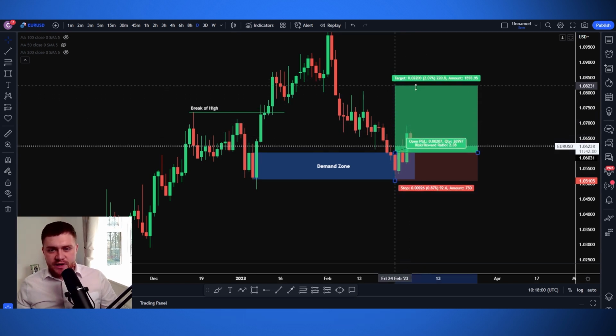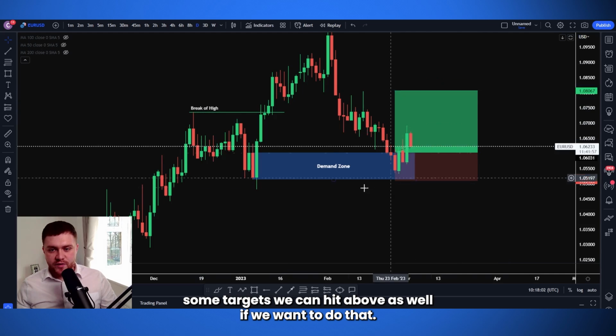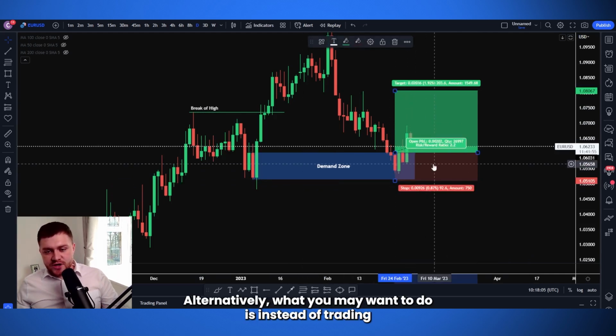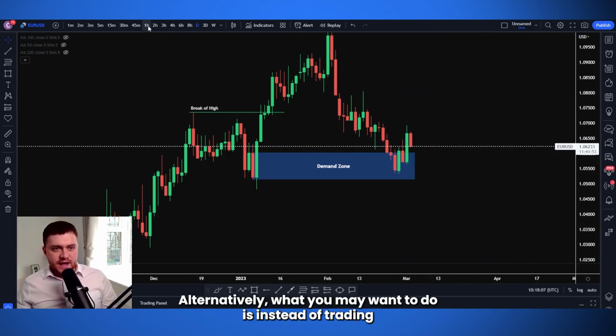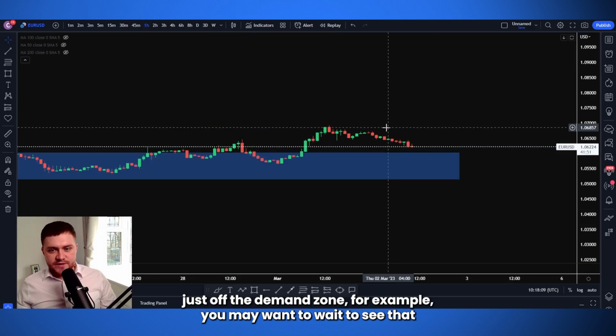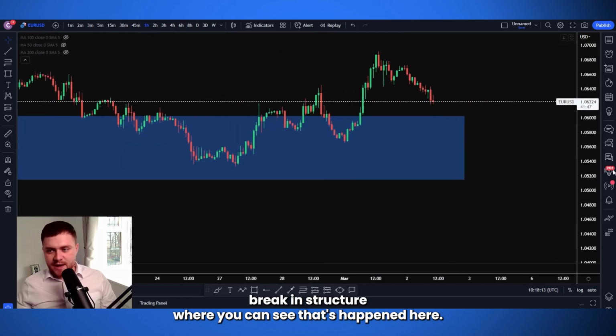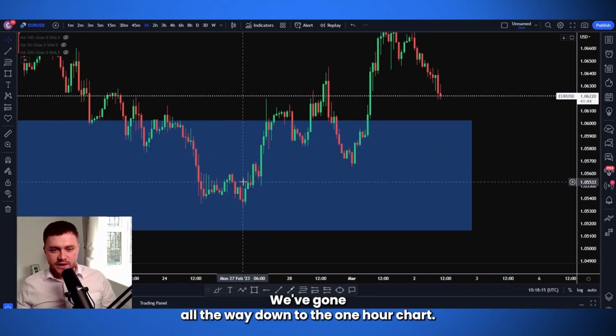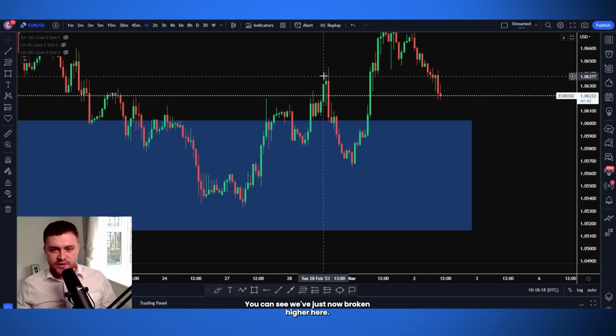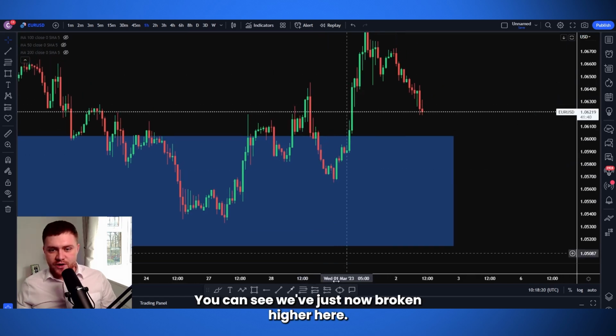But you can see we've got some targets we can hit above as well if we want to do that. Alternatively, what you may want to do, instead of trading just off of the demand zone, for example, is wait to see that break in structure. Well, you can see that's happened here. We've gone all the way down to the 1 hour chart. There's our daily demand zone. You can see we've just now broken higher here.